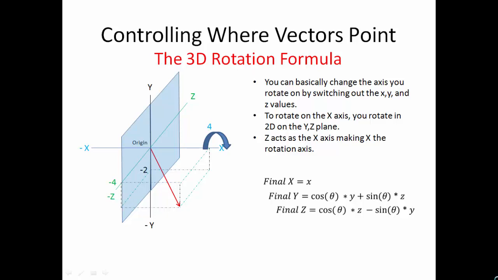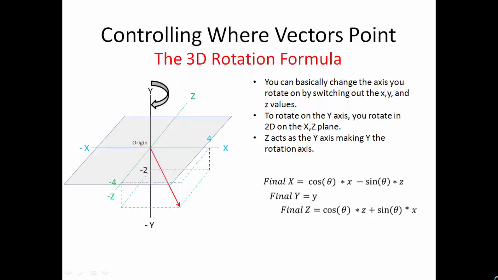You change the axis you rotate on by switching out the x, y, and z values. To rotate on the x-axis, you rotate in 2D on the yz plane. Z acts as the x-axis, making x the rotation axis. To be complete, we need one more rotation around the y-axis in order to rotate on all three axes. Once you can rotate on all three axes, you can rotate into any position. This is all we need to do 3D rotations.